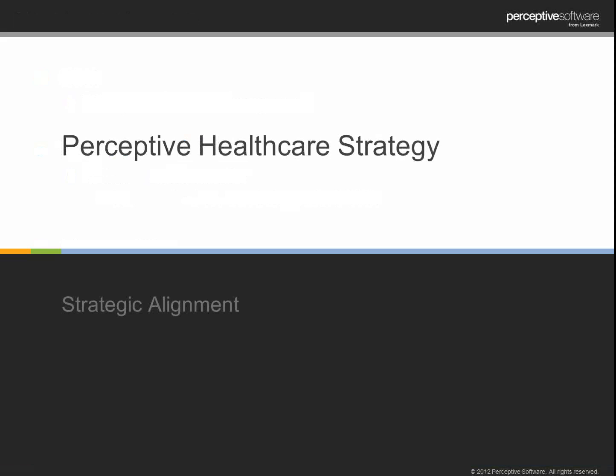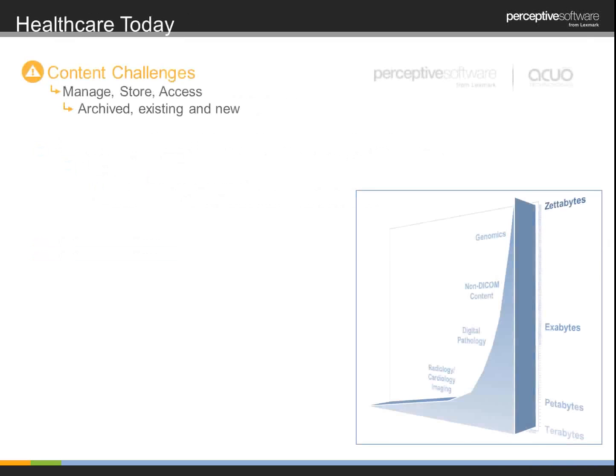Moving forward, we're going to touch a little on the challenges in healthcare and how our healthcare strategy aligns with those challenges. The challenges in healthcare are many indeed. There are policy challenges, economic challenges, and workforce challenges, but we tried to break them into three organizational groups. The first is content challenges.